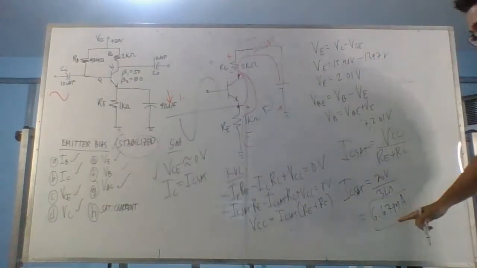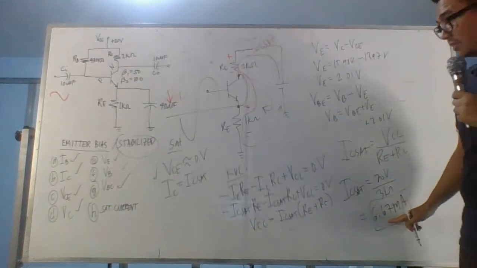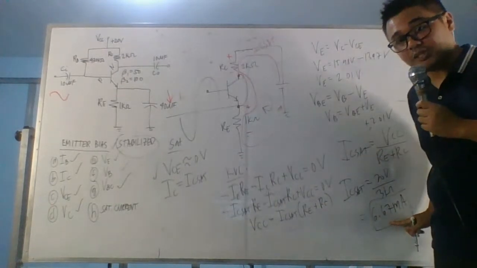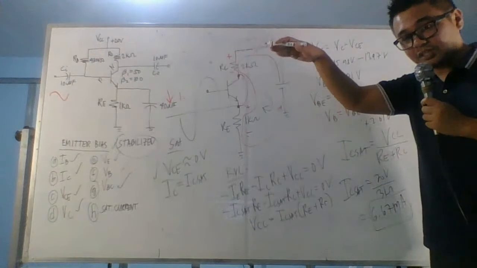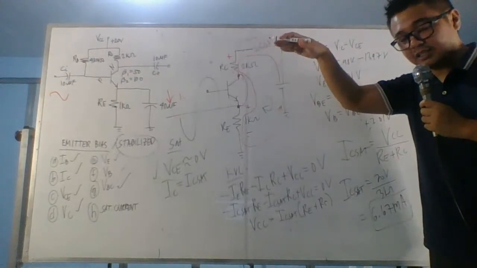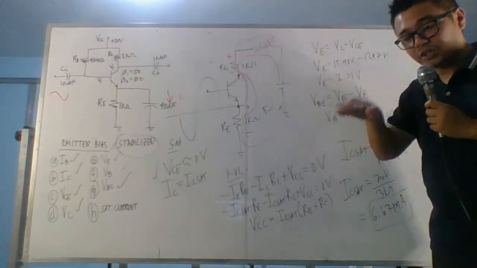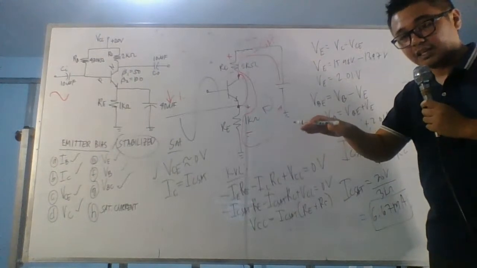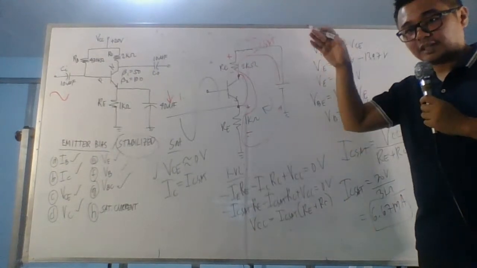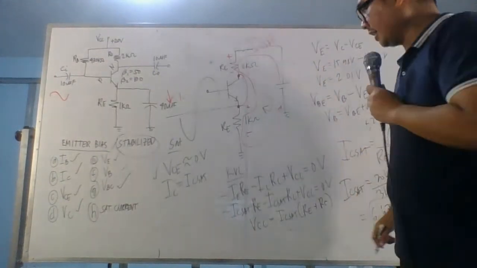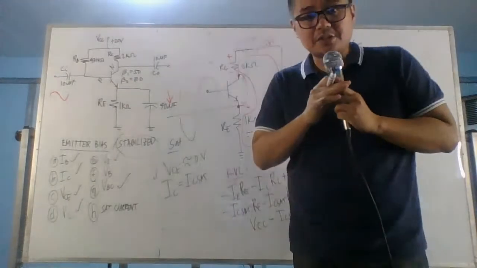Tignan natin kung pasok yung IC natin. Di ba ang IC natin kanina is 2.01? Ito yung 6.67, ito yung pinakamataas. Yung IC natin is 2.01. So pasok pa rin, kasi IC is below IC sub. Okay? So, do you have any questions?